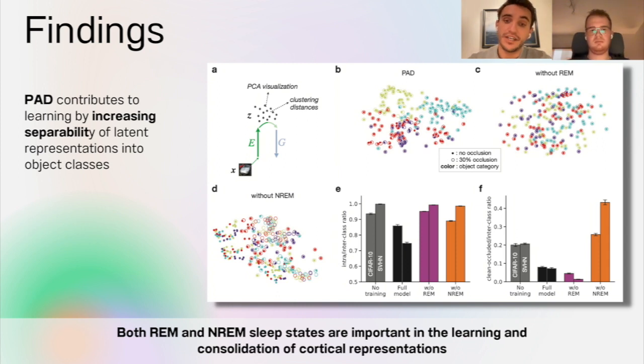And in figure F, we can see the ratio of clean and occluded, so not occluded and occluded pictures. Here you can see how significant non-REM sleep is for this phase, as the REM-sleep-only result is actually lower than the full model. So is it better? No, the REM phase is there to confuse the encoder, and because the confusion does not happen here, it actually performs better on distinguishing between clean and occluded. So both phases are significant for learning and consolidation of cortical representations.